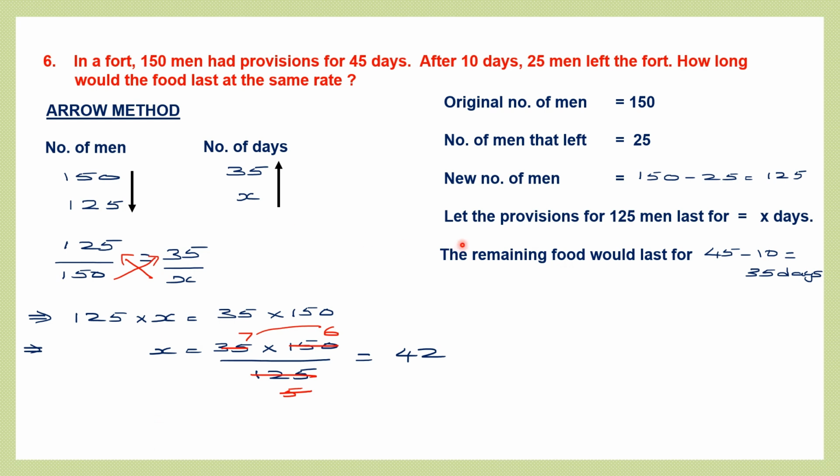And what is x? The provisions for 125 men last for x days, that means 42 days. So the provisions for 125 men will last for 42 days. So this is our answer, 42 days.